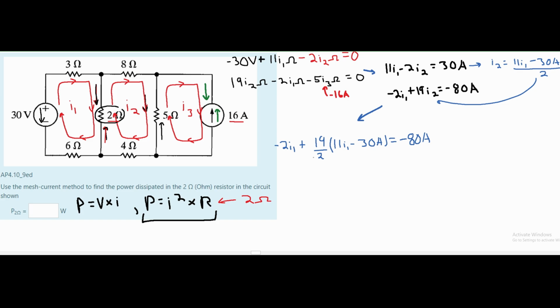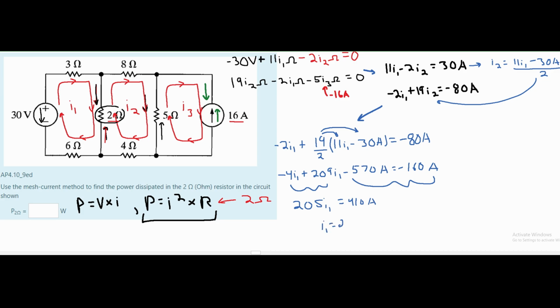I'm going to multiply everything by 2 to get rid of that 2 on the denominator, and then multiply 19 into both of these, factoring it in. So after we multiply everything by 2 and factor our 19 in, we're going to get this. From here, I'm going to add these two together. We're going to get 205I1, and then we're going to add these together after I move the 570 amps to the right side. Now we can add these, and this will give us 410 amps on the right. If we divide this, we're going to get that our I1 is equal to 2 amps. So that's how we get that, and we can write in here that our I1 is 2.